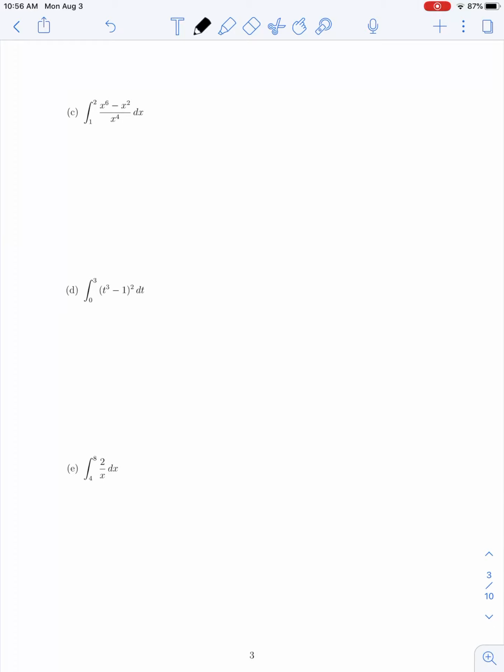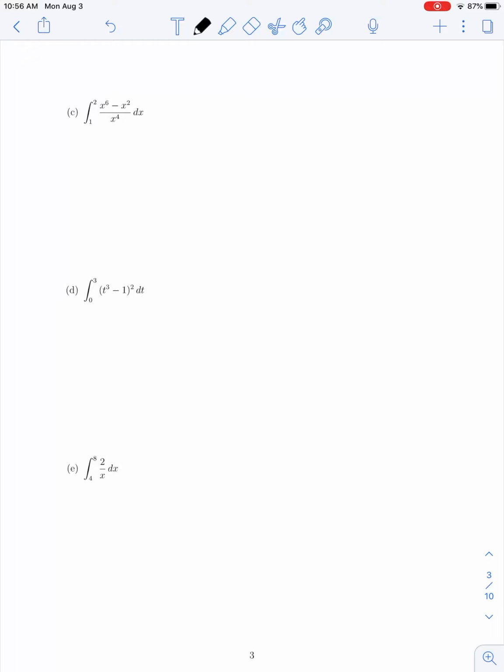So let's look at some others, maybe a little more complicated. In part C, we have the integral from 1 to 2 of (x to the 6th minus x squared) over x to the 4th with respect to x. So we see that it involves a quotient. Recall the antiderivative of a quotient is not just the quotient of the antiderivatives.